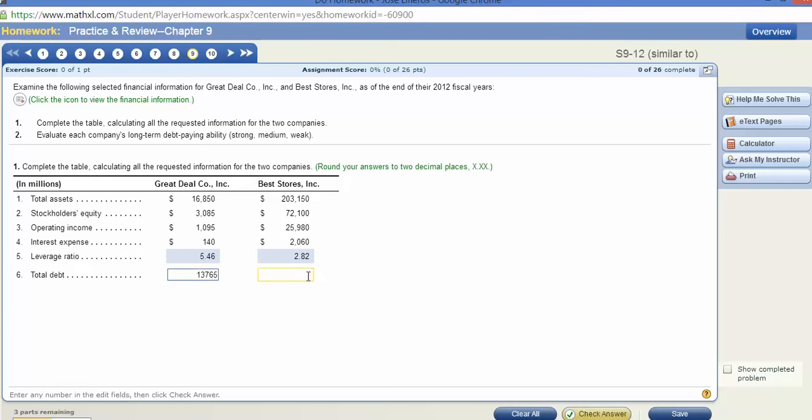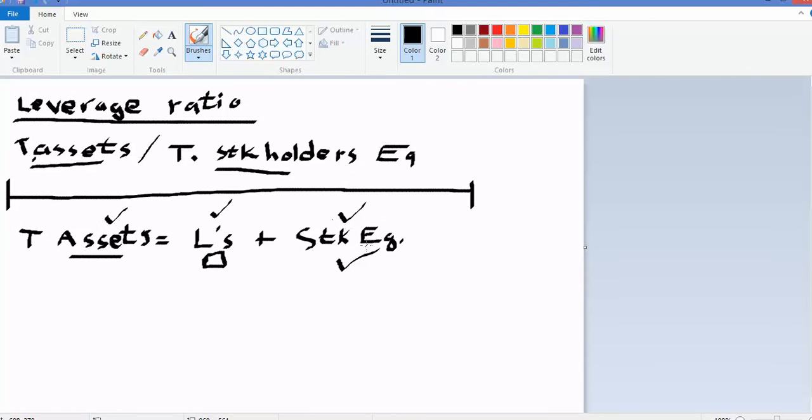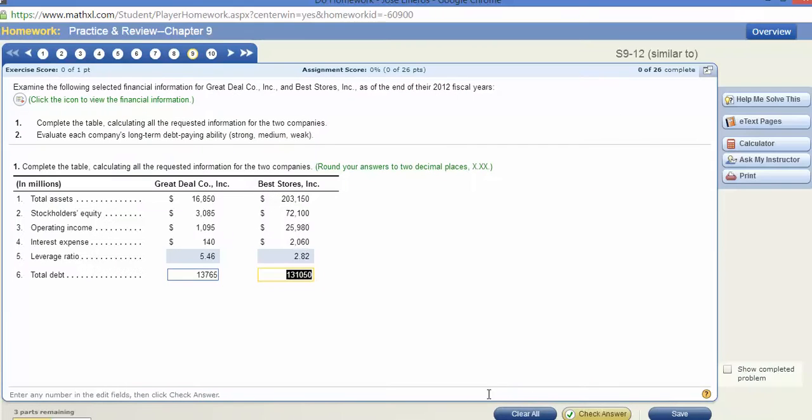We're going to do the same thing for Best Stores. Take 203,150 total assets minus 72,100. We get 131,050. If I could type. 131,050. And all I did was take, for each of the companies, the total assets minus the stockholders' equity, and you back into total liabilities.